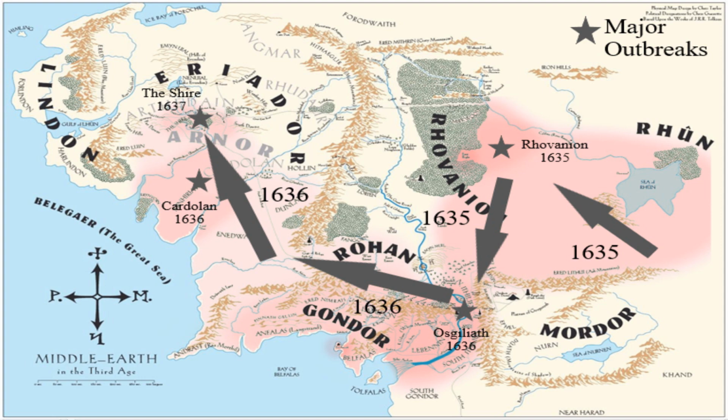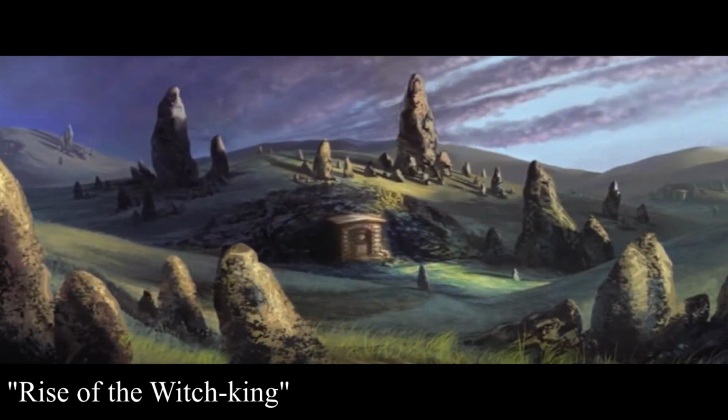Now, the Barrow-wights were created in 1636 to 1637 of the Third Age. When the Great Plague ripped through Middle-earth, many people died, and among them were the remaining Dunedain in Cardolan, who had been holed up in the Barrow Downs and the Old Forest for the last 200 years.